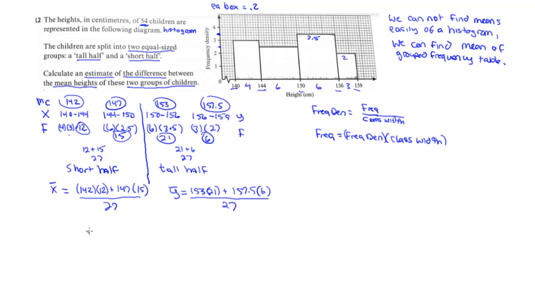And then all I got to do to answer the question then is find the two means and then subtract them. So in this case, obviously the bigger one's going to be Y. I'm going to take the Y mean and subtract the X mean, and that'll give me the answer to the question.